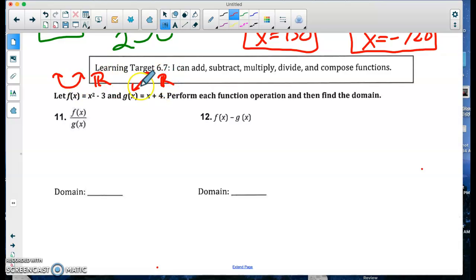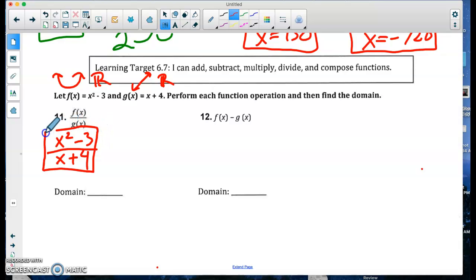So since they both have all real numbers, we know that's going to be part of our answers here in the domain. It says we're going to take the f of x and divide it by the g of x. So I'm taking that first function and dividing it by our second function. Now we have it written like this. We cannot cross-reduce anything. I can't reduce anything in general. So this right here is our first answer.